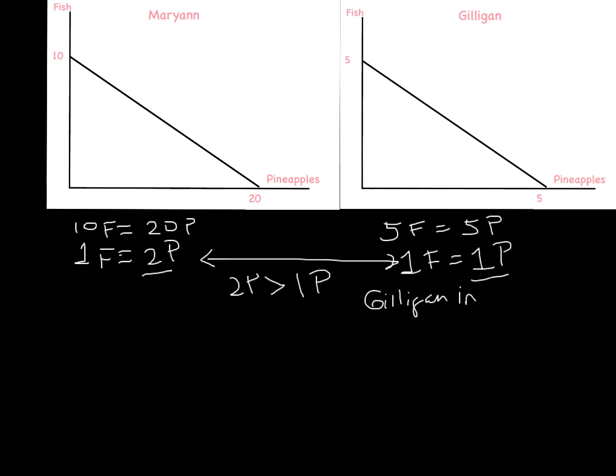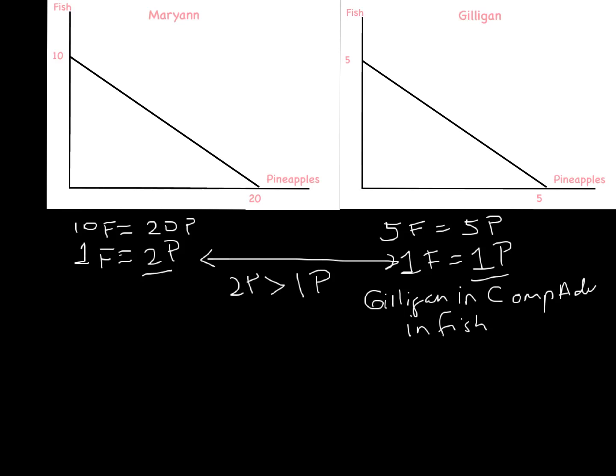Did I say it right? In fish, sorry. Gilligan has the comparative advantage in fish because he gives up fewer pineapples when he gets a fish. It costs him 1, it costs her 2. With comparative advantage, you can only have it in one thing. If he is comparatively better at fishing, then she will be comparatively better at pineapples. You cannot have the comparative advantage in both products.